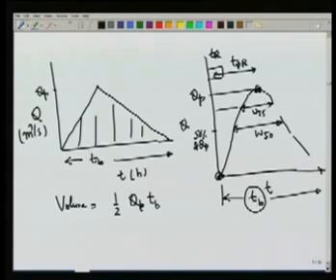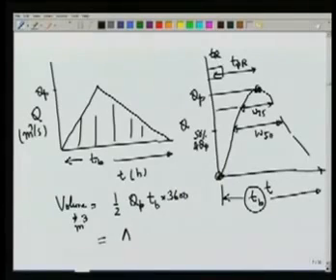Now we have to take care of the units. So this QP is in meter cube per second and TB is in hours. So we have to multiply it by 3600 to get the volume in meter cube. Now this should be equal to 1 centimeter of depth over the entire catchment area. So this should be equal to area of the catchment into 1.